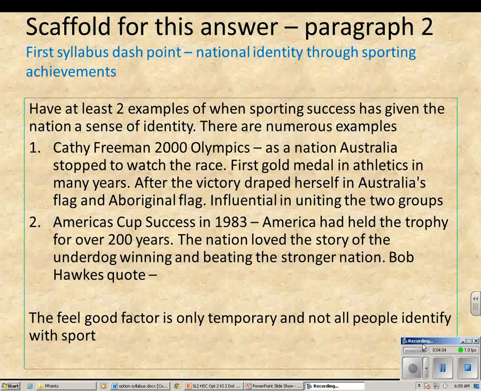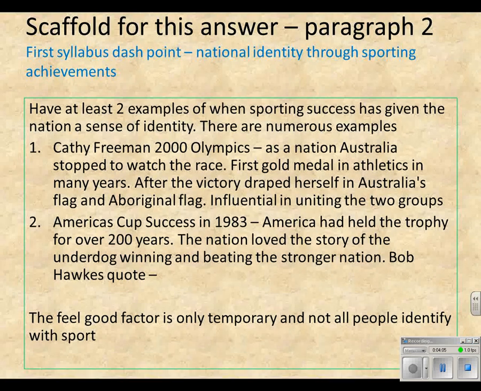Now, you could even finish this first paragraph with a bit of critical analysis, and you could talk about how the feel-good factor in sport is only temporary. It's not long-lasting. When Australia won the America's Cup in 1983, I'm not quite sure we were still celebrating out on the streets even a few weeks later. Success passes and the feel-good factor is only temporary.